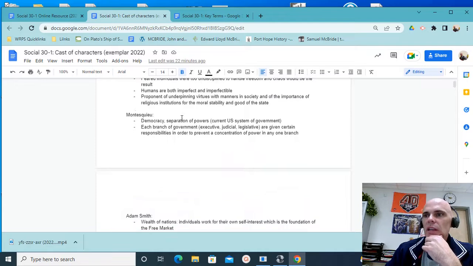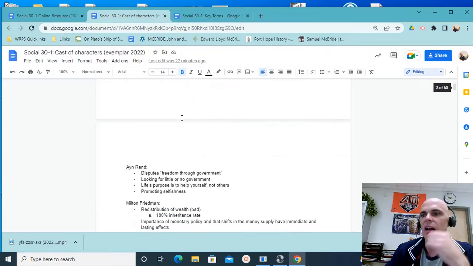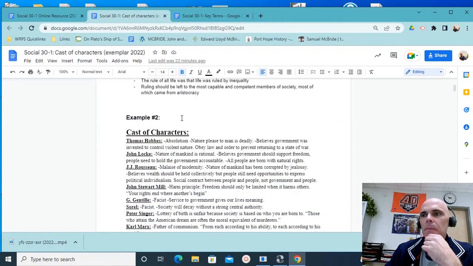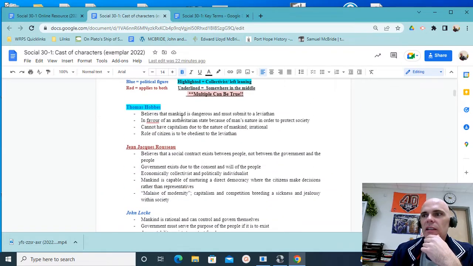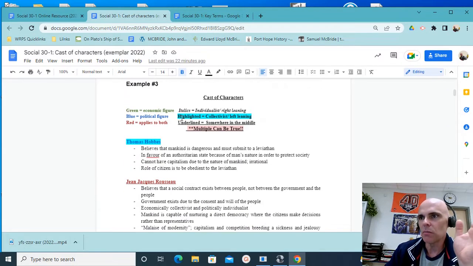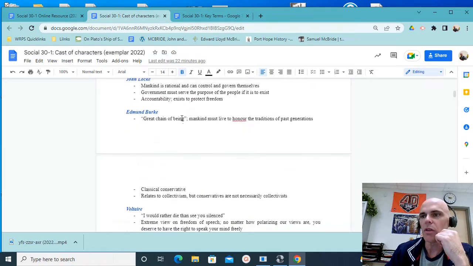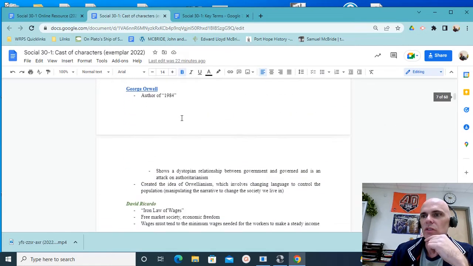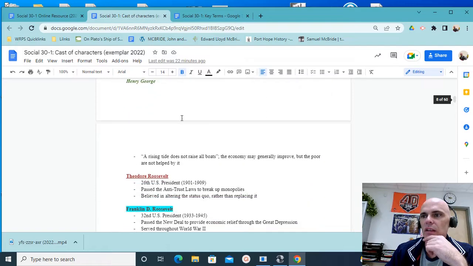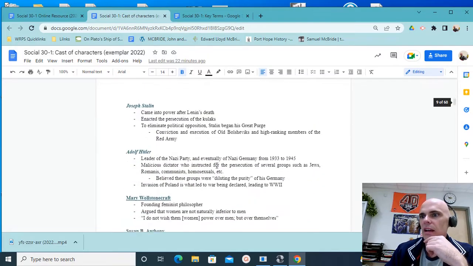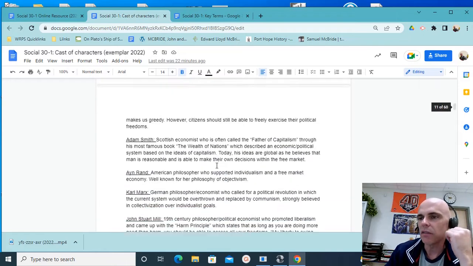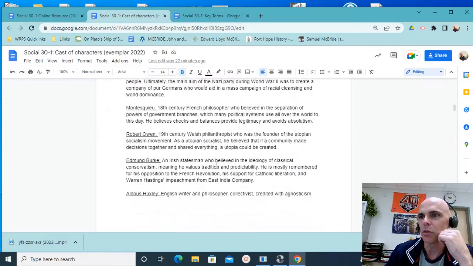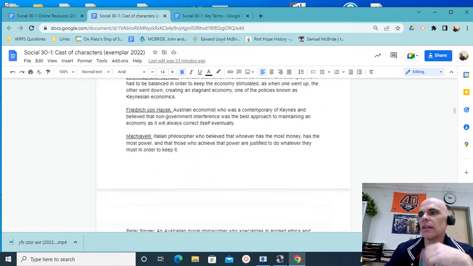So you can take a look at the exemplars to see what kind of style you'd like to keep record of your key characters, and see if you want to distinguish them between political and economic theory so that you know which ones to use on a political paper versus an economic essay. And yeah, as you can see, this is a 60-page document because I think I have like 10 different student exemplars of the cast of characters. So we have key terms and cast of characters.